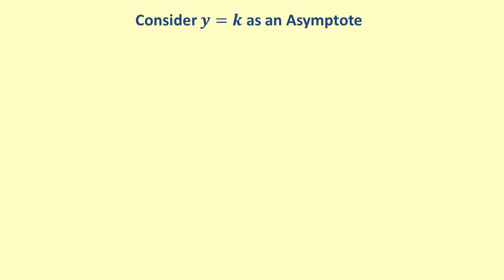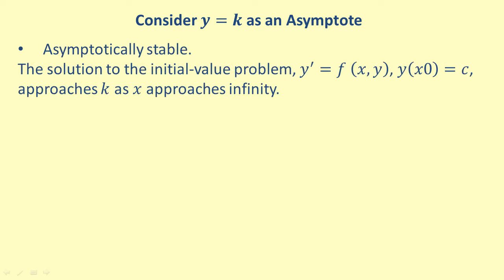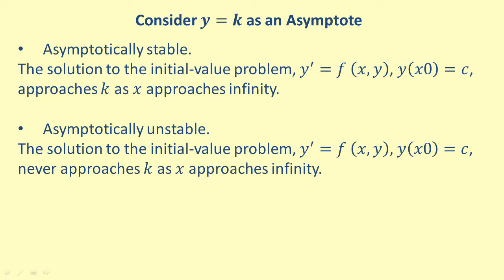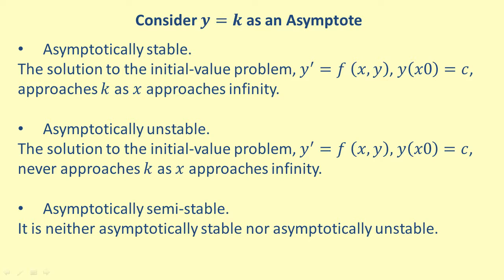Consider y equals k as an asymptote. What happens to our solution as x approaches infinity? If y approaches k as x approaches infinity, then y is an asymptotically stable solution. If y never approaches k as x approaches infinity, then y is an asymptotically unstable solution. If neither case is true, y is asymptotically semi-stable.